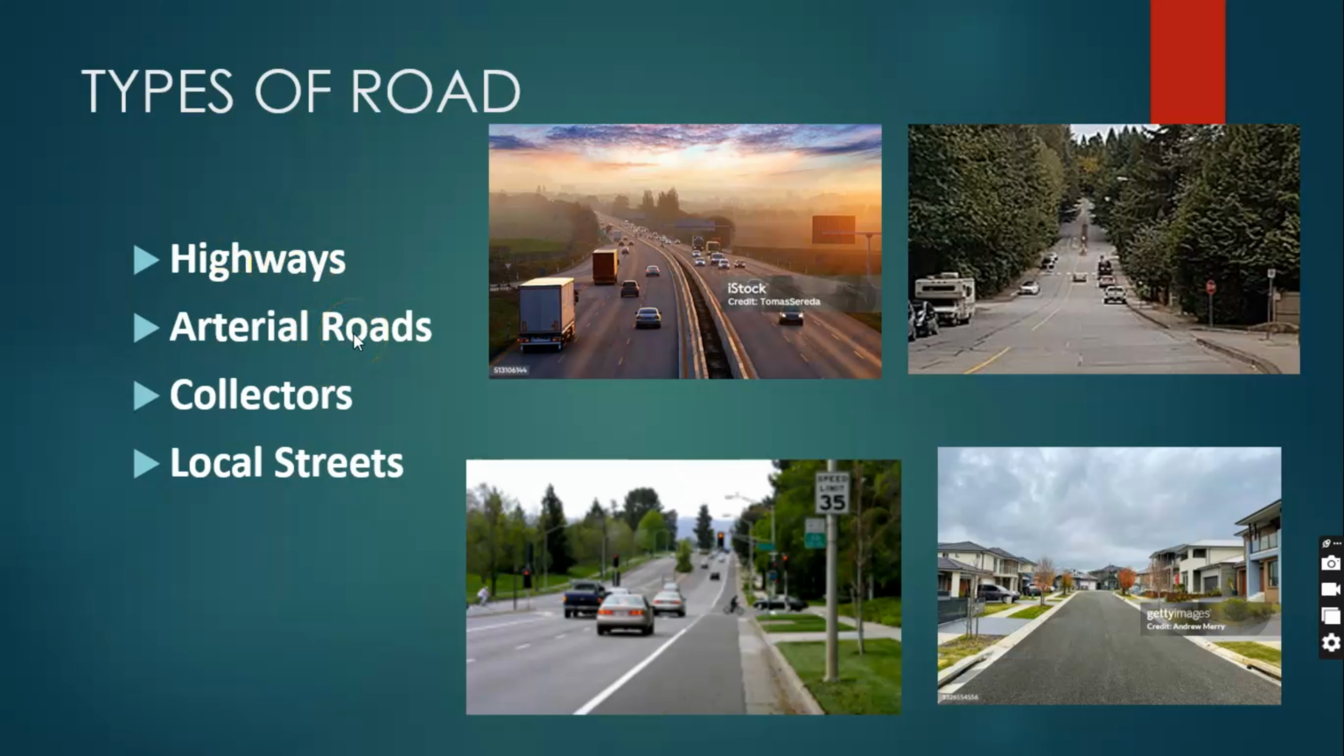Then we also have the second one, which is called the arterial roads. Arterial roads are major roads that serve as primary routes for traffic within urban areas. They help to facilitate movement between neighborhoods and business districts. That is, it is just a road that helps lead to the highway. So it's more like the next division of road we have after highway. That is what we call the arterial roads.